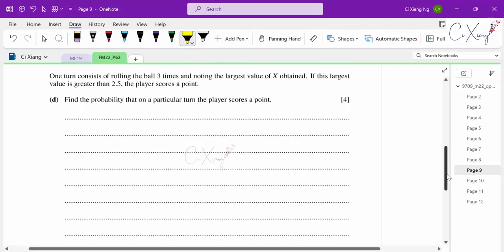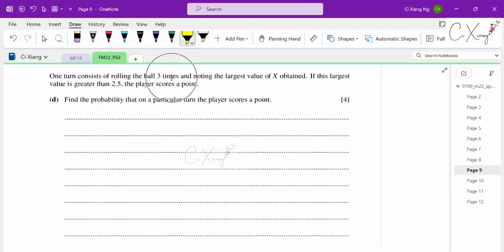Now they are talking about something extra. One turn consists of rolling the ball 3 times and noting the largest value of x obtained. That means for every single turn, I need to roll the ball 3 times, and the largest value will be denoted by x. As an example, I roll the ball for the first time, second time, and third time.